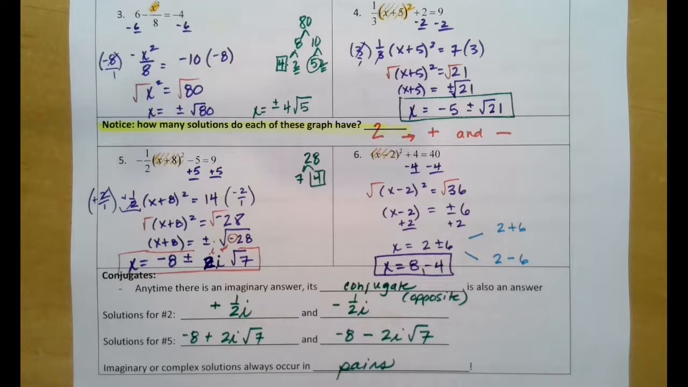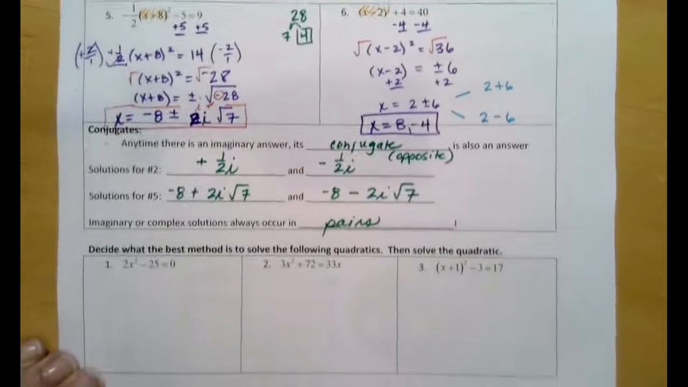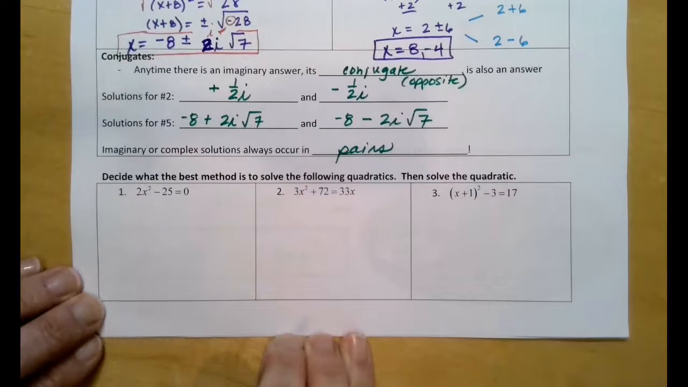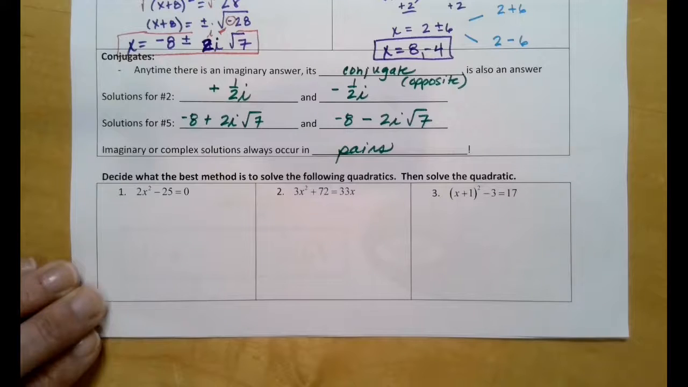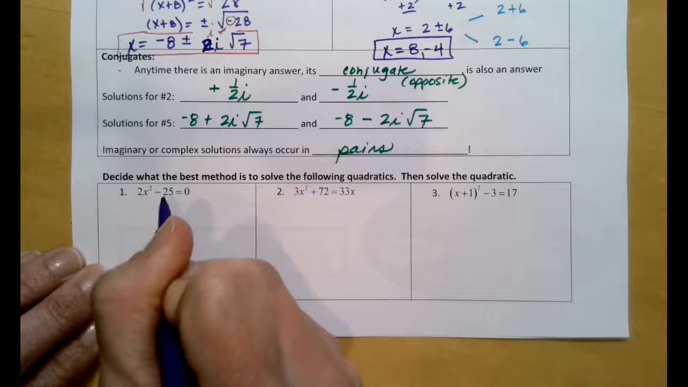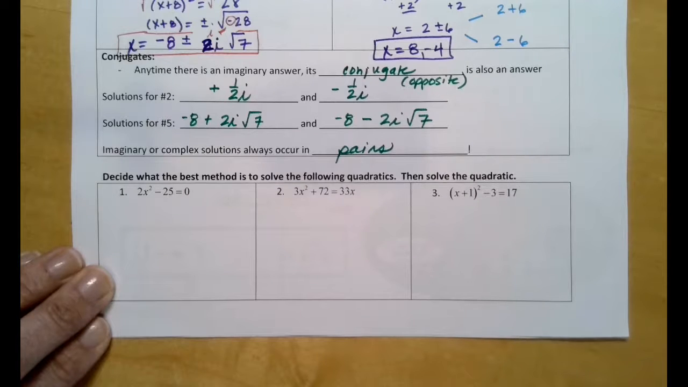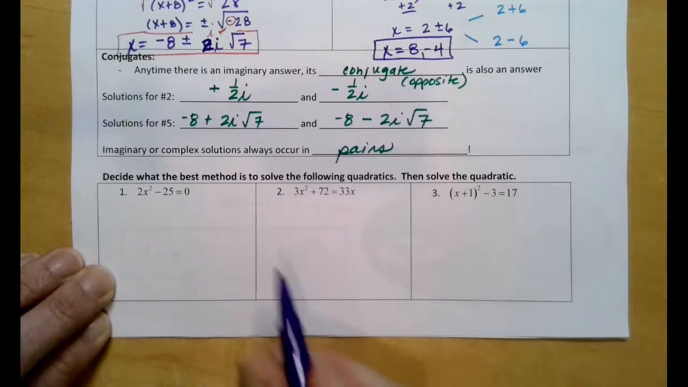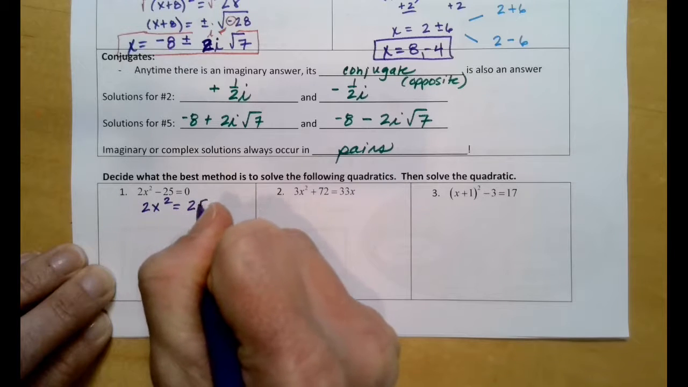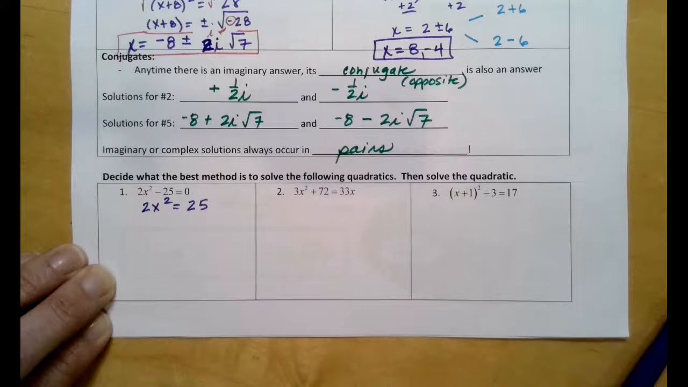All right, this next section: decide what's the best method to solve the quadratics, and then solve. So when we look here, I want to say this is the difference of two perfect squares, but it's not, because 2x squared is not a perfect square. So then I have to look and say, okay, well maybe I can just take the square root of each side then. I'll add 25 to each side.